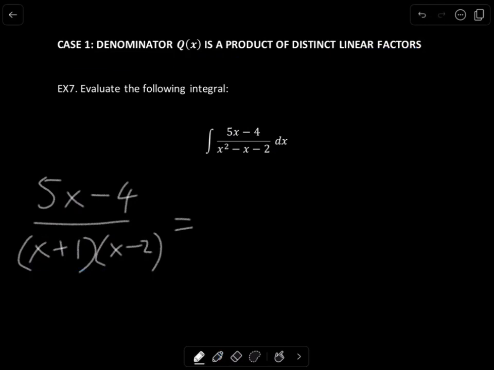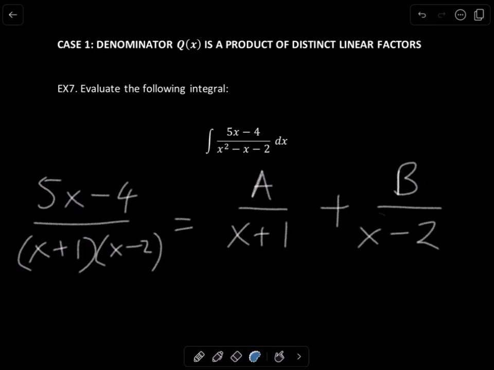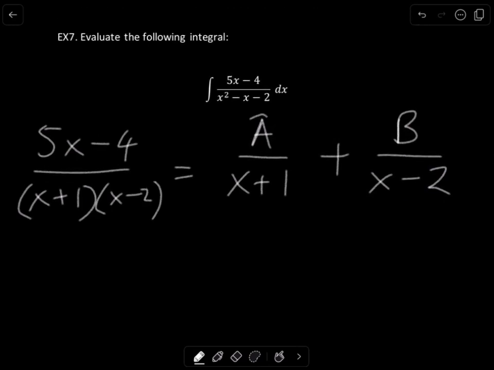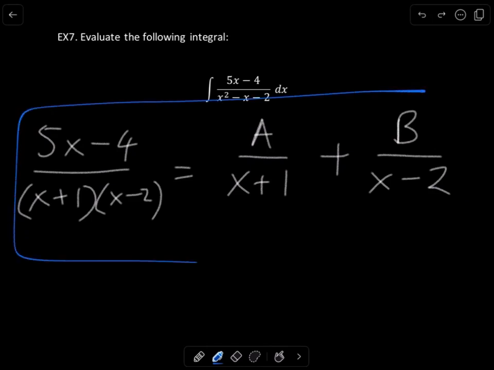Okay, so this is equal to, you're going to create a new variable, call it a over your first linear factor, x plus 1. Then you're going to have plus b over your second linear factor, x minus 2. There we go. All right, now what we need to do is solve for a and b. Now watch the next step carefully. What I'm going to do is I'm going to multiply. So what we have here is an equation.